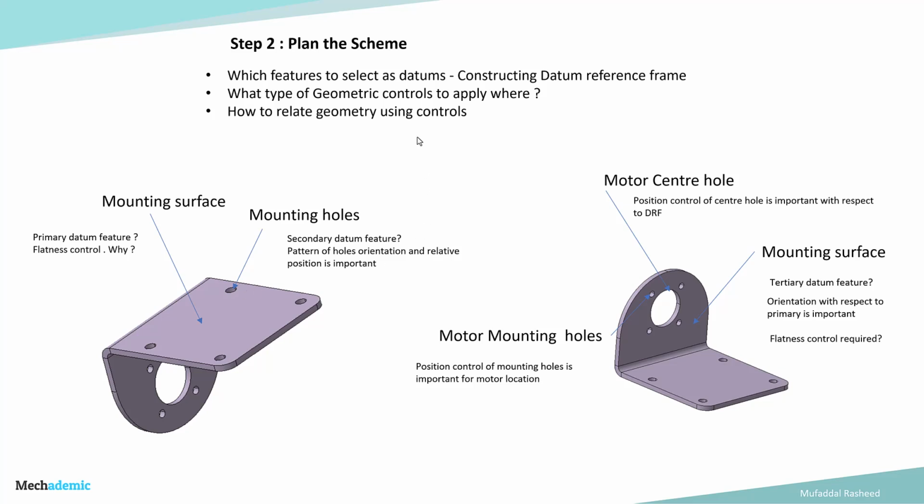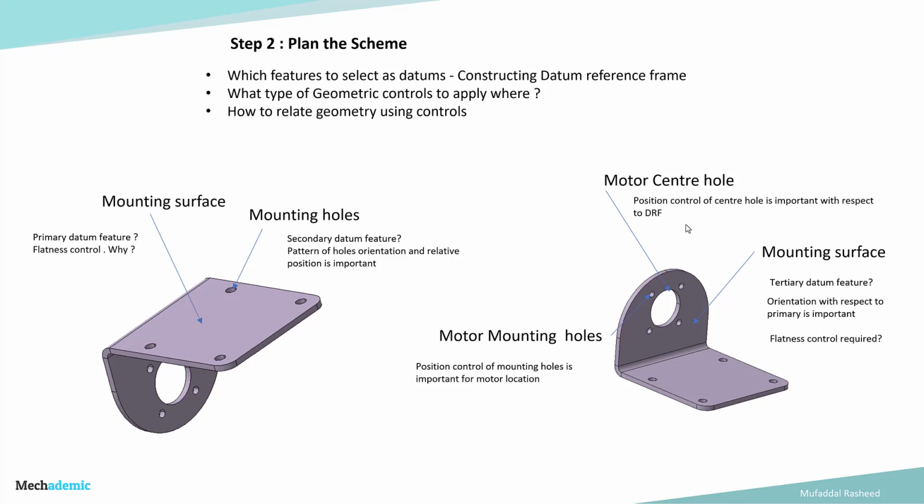When it comes to the motor interface, the mounting surface of the motor is important. This surface on which the motor is being mounted can be kept as the tertiary datum feature, that is datum feature C. The orientation of that surface with respect to the base surface of the bracket becomes important. Whether a flatness control is required or not depends on what flatness can be controlled by default in the manufacturing process, and whether it affects the performance of the system.